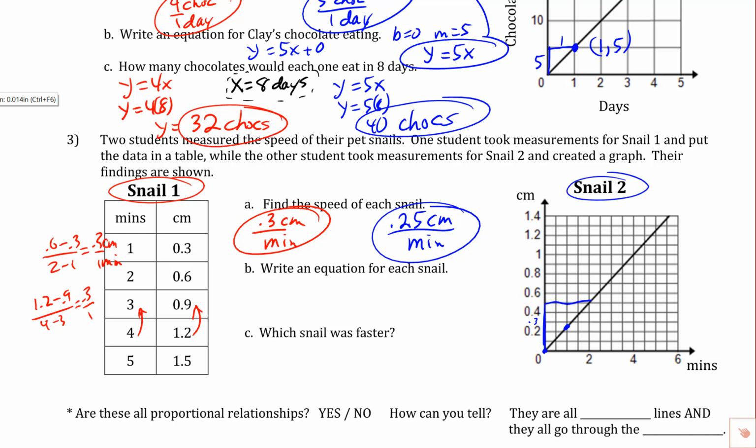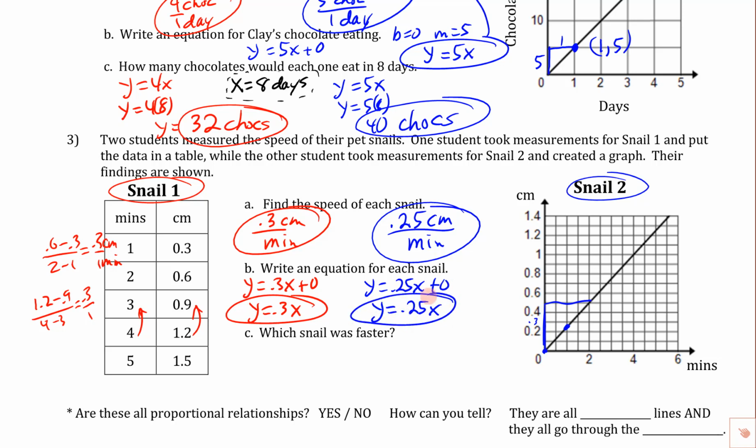So remember, the y-intercept for both of these is going to be 0. So this is going to be y equals 0.3x plus 0. So this is going to be y equals 0.3x. So I'm going to circle that one. And then on this one, we're going to have y equals 0.25x. And then remember, it goes through the origin, so that would be 0. So if you can immediately write it as these two answers, that would be totally okay.